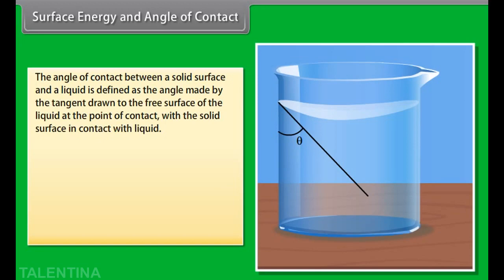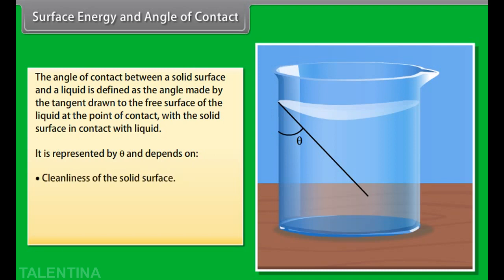The angle of contact between a solid surface and a liquid is defined as the angle made by the tangent drawn to the free surface of the liquid at the point of contact, with the solid surface in contact with the liquid. It is represented by theta and depends on the cleanliness of the solid surface, the nature of the solid surface and liquid, and the medium above the free surface.